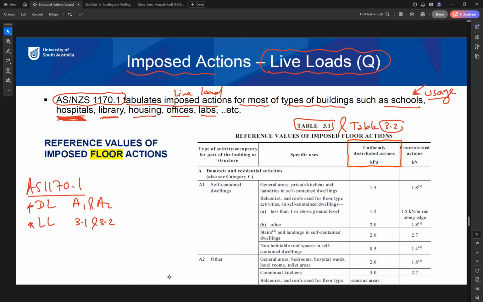What is the difference between 3.1 and 3.2? The difference is here. So 3.1 is for floor actions or for floors. If you are designing a floor, you need to go to table 3.1.